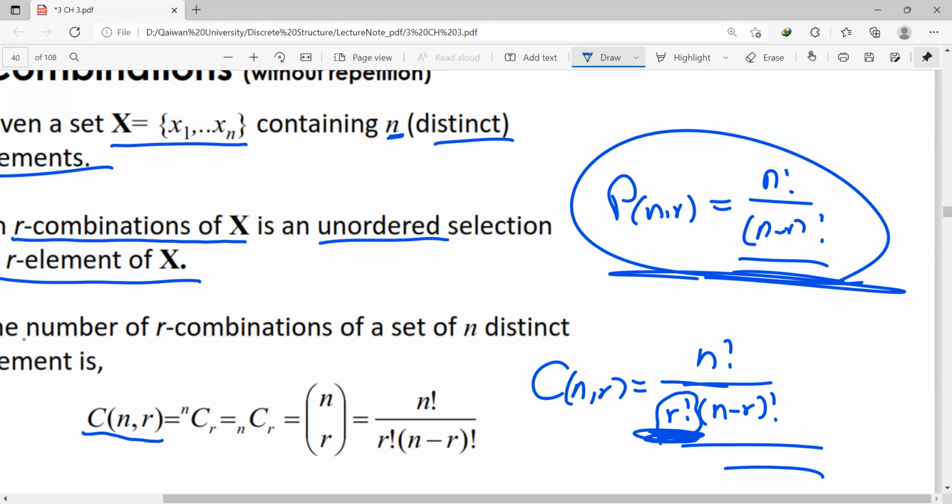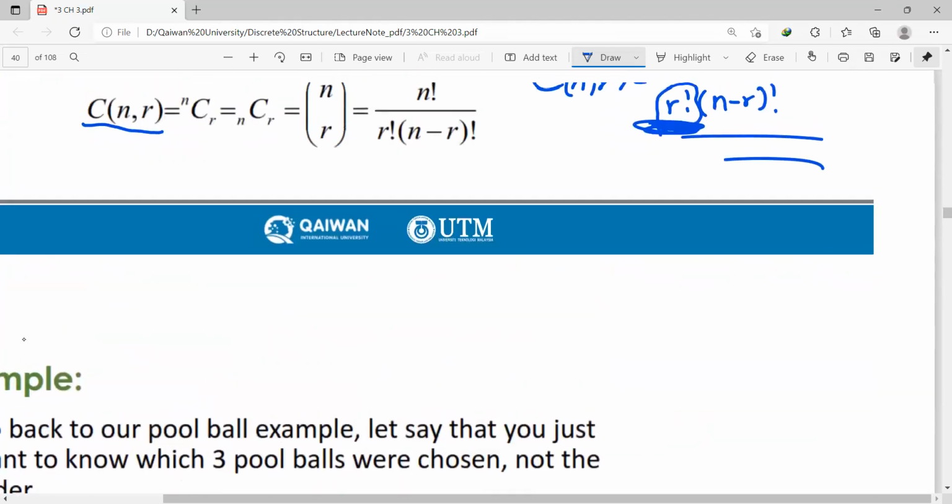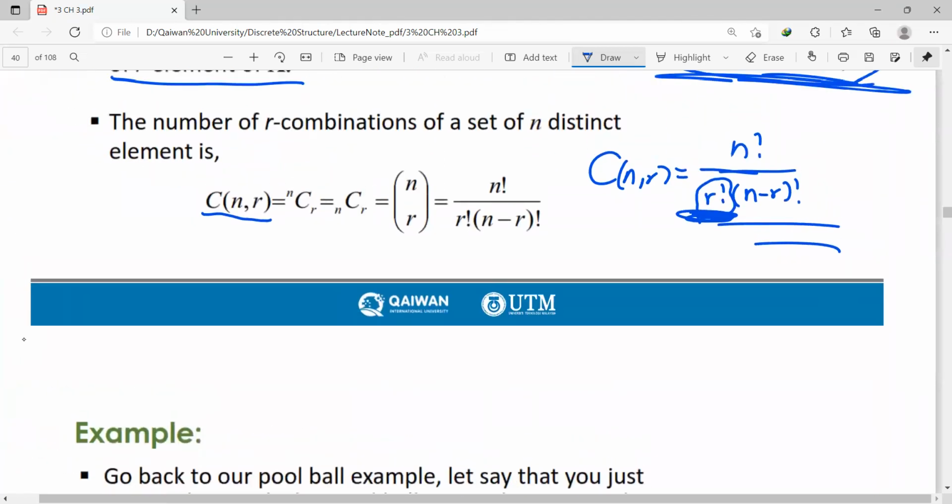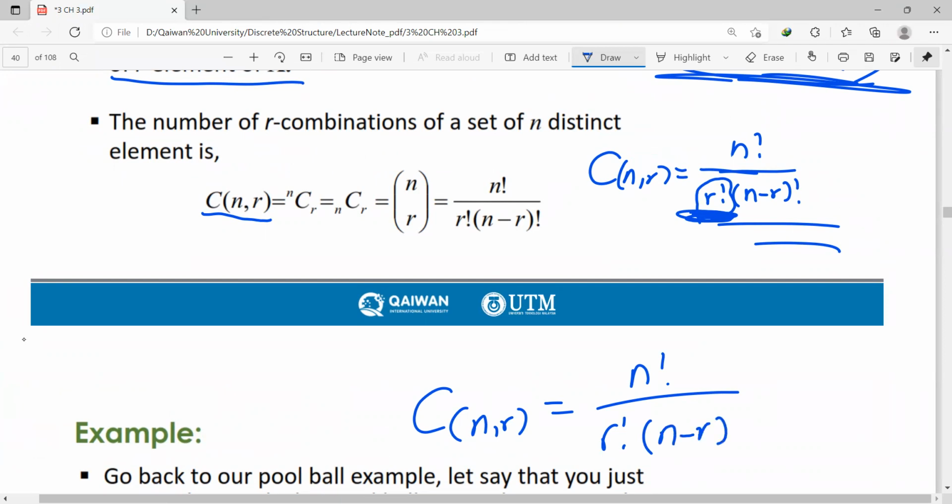Okay. This is the rule for combination. The rule of combination C(n, R), that means choosing R things from n things, is n factorial divided by R factorial multiplied by (n minus R) factorial. Okay, this is the rule.